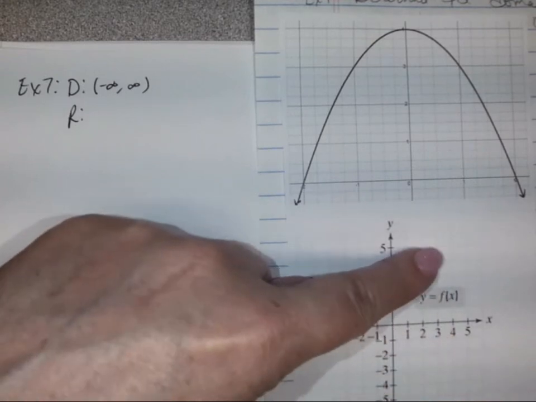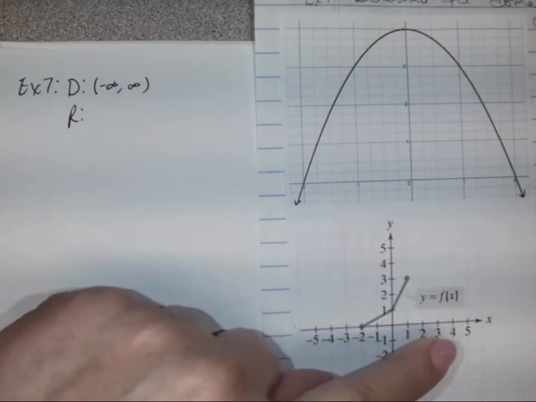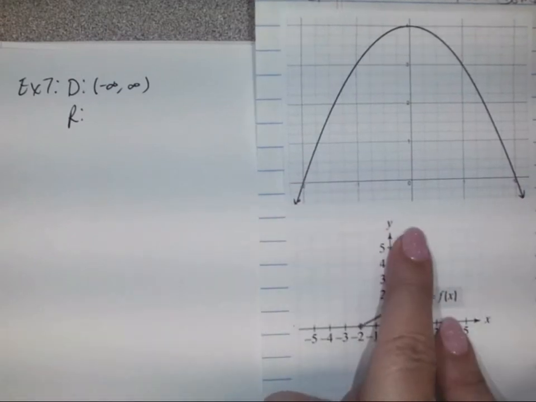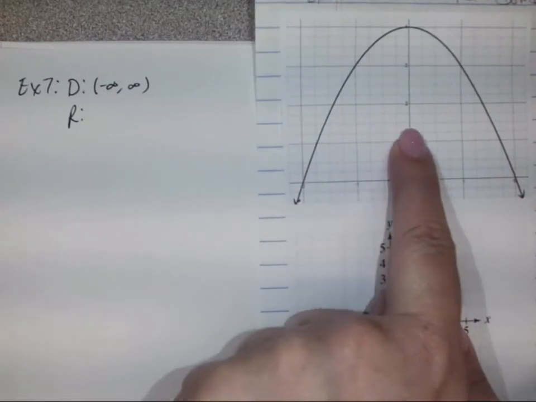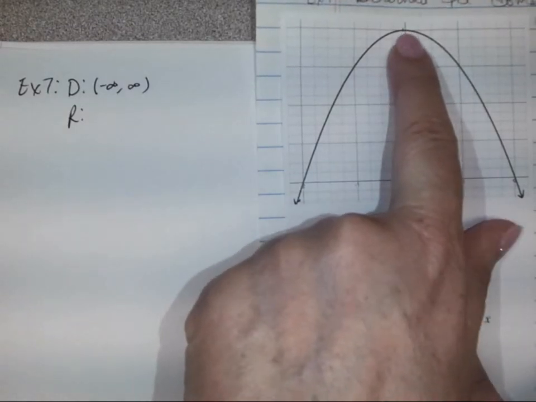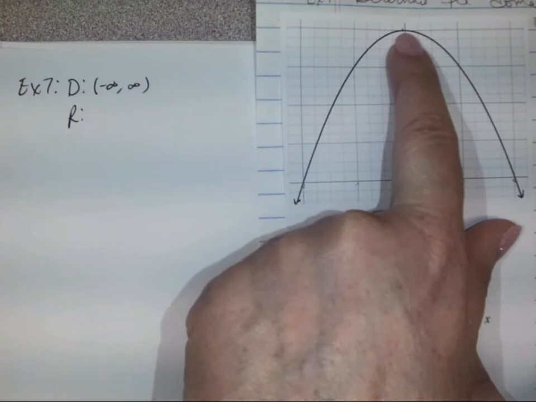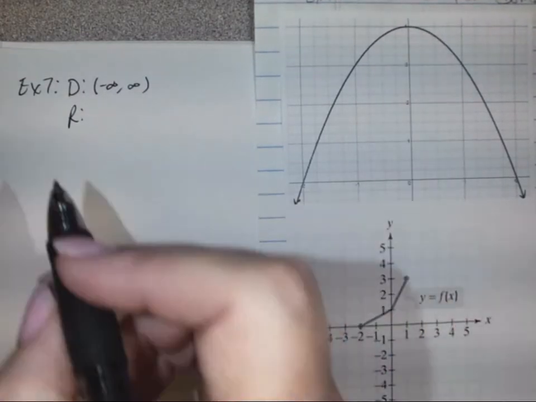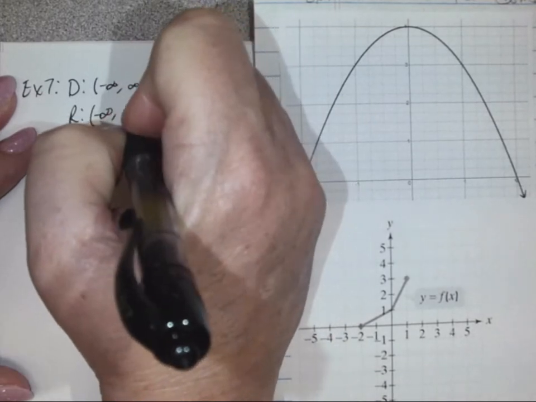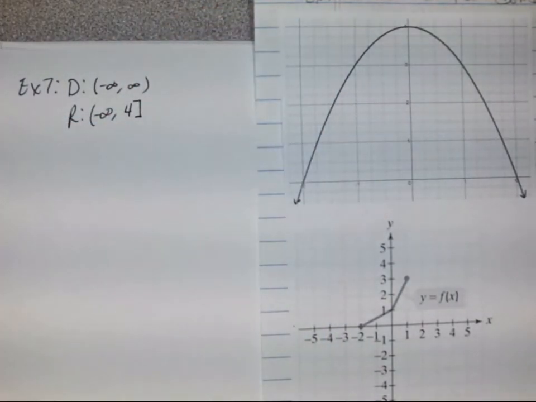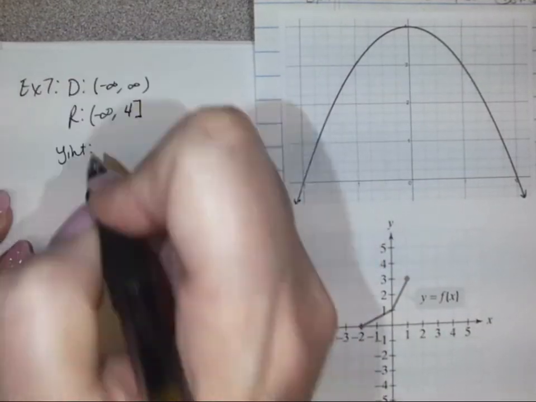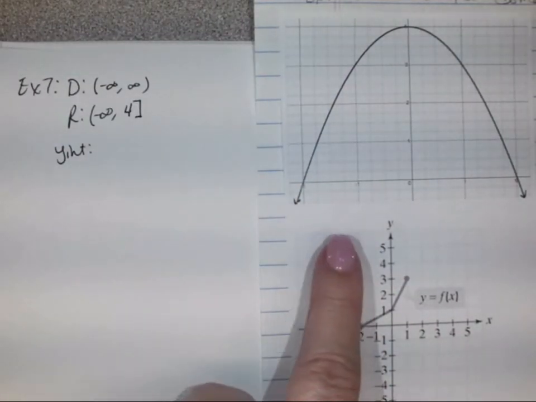For the range, you're going to start from the bottom, the smallest numbers, and move up. So from here, because the graph keeps going, it's going to be negative infinity. As we watch it go up, up, up, we're looking to see where it stops. Well, it stops at 4. It actually touches the 4. So our range will be from negative infinity up to 4, and it touches it, so it gets a bracket.